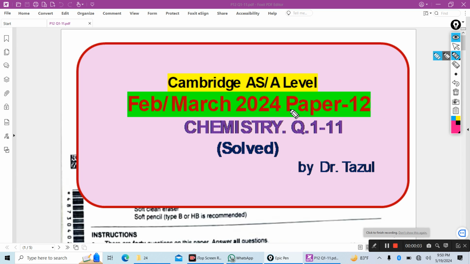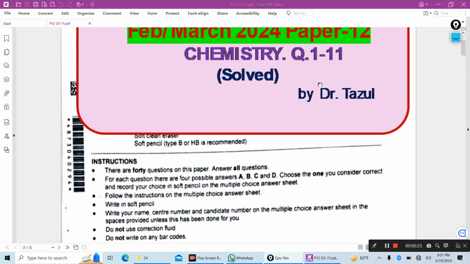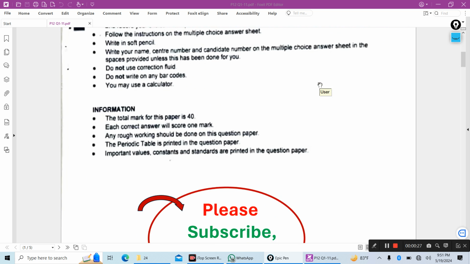Hello students, today I am going to discuss the Cambridge A-Level Chemistry February-March 2024 Paper 12 MCQ question paper. We will discuss questions 1 to 11. Let's move.